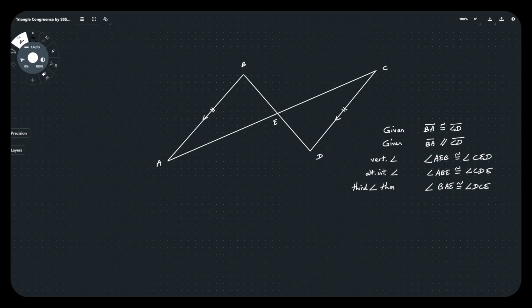Now I know, because all the angles are congruent and the sides are congruent, I can say triangle ABE is congruent to triangle CDE. And I can get there. I've got 2 angles and a side, so that would work. So I took what I was given and made some conclusions, and I have a 2-column proof.